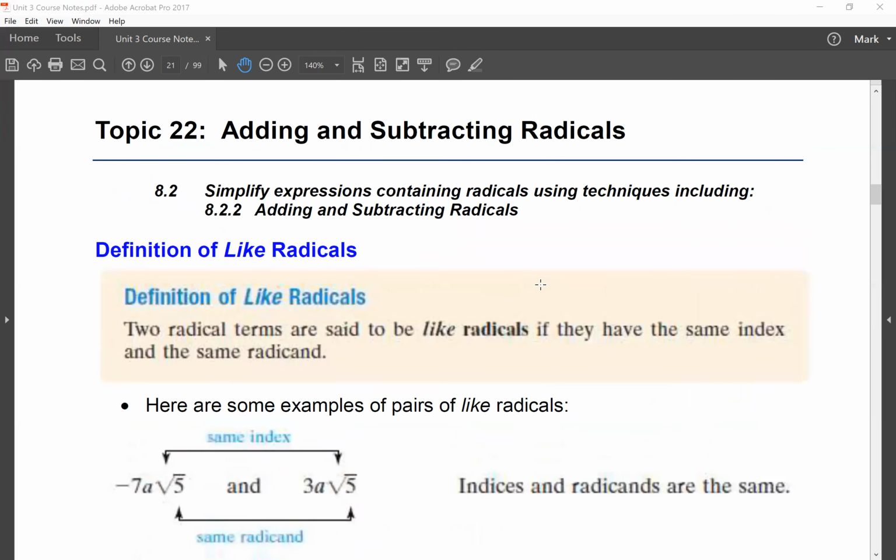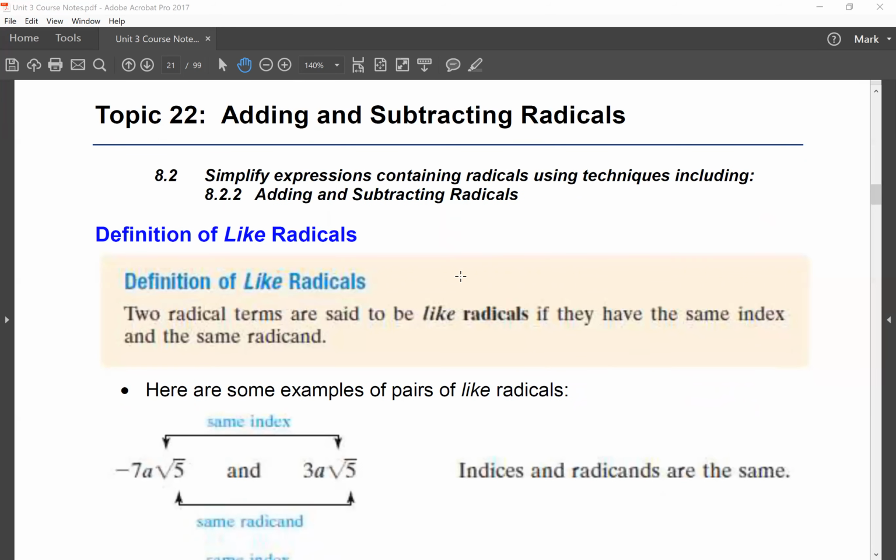All right, so let's look at topic number 22. Topic 22, adding and subtracting radicals. We're going to do exactly what it sounds like. Pretty easy concept, except you need to make sure that when you add the radicals, they have what's called a like radicand. It's kind of like adding fractions. When you're adding fractions, they must have a common denominator. Well, these must have a like radicand.